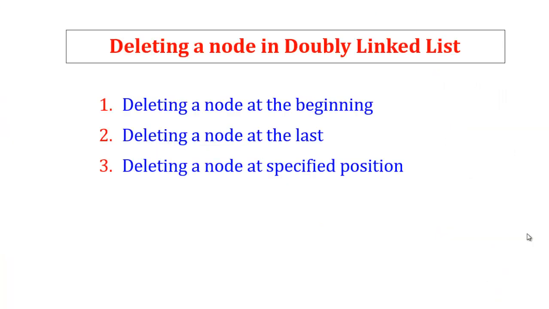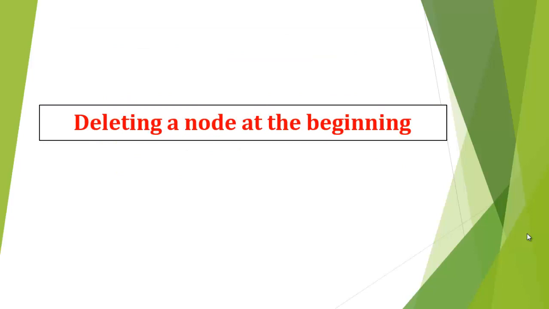Okay, there are various operations for deleting a node in doubly linked list. There are three operations: deleting a node at the beginning or first, second, deleting a node at the last or end, third, deleting a node at a specified position. These are three different deletion operations in doubly linked list. First we are going to see deleting a node at the beginning or first.